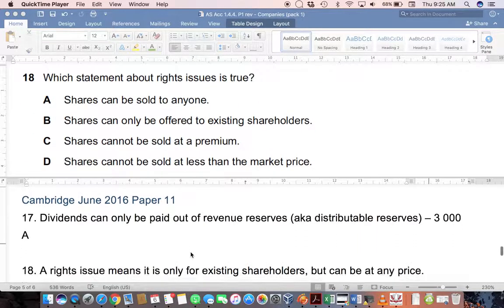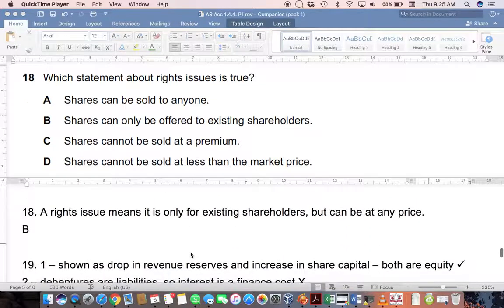Question 18. Which statement about rights issues is true? What a rights issue is, it's a normal share issue, but the shares are only issued to existing shareholders. You might want to do this where you issue to existing shareholders before others, so that you keep control in the company and you're not spreading that control among other shareholders. So you need to have a look at all the options over here.